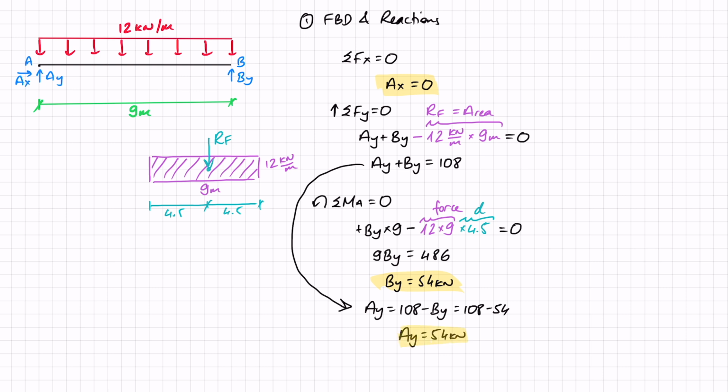And the very last thing that I need to do here is replace those forces that I've drawn, AX, AY and BY, with the actual values. So let's start off with AX, that worked out as 0, so we can ignore that. AY worked out as 54, so let's replace that here. And BY also worked out as 54, so let's introduce that here.